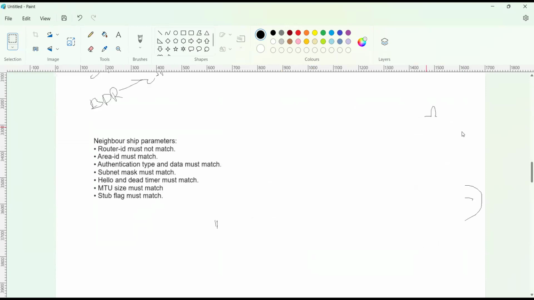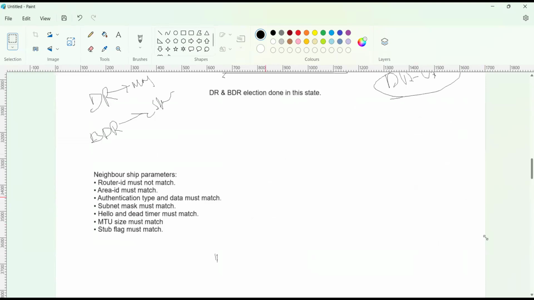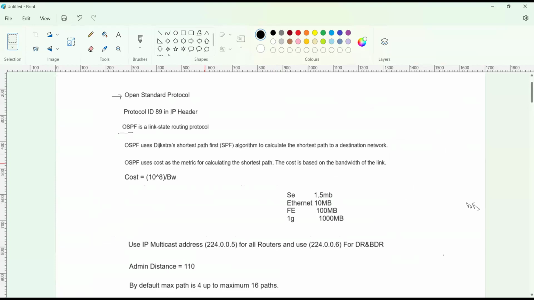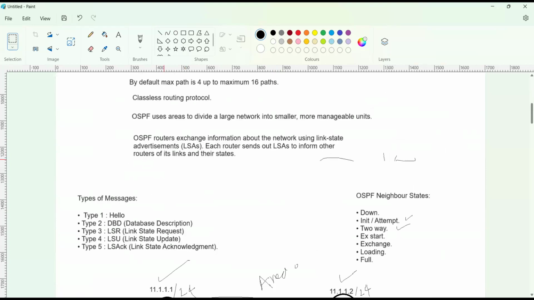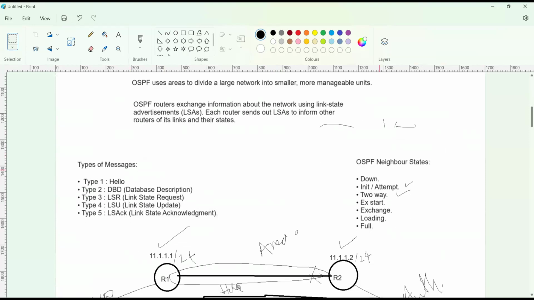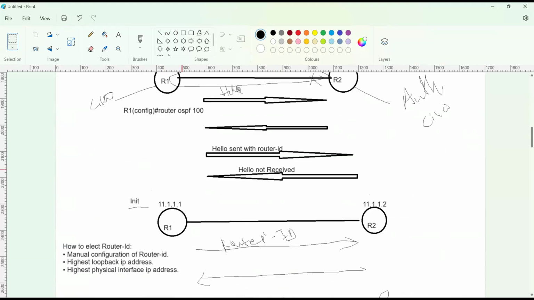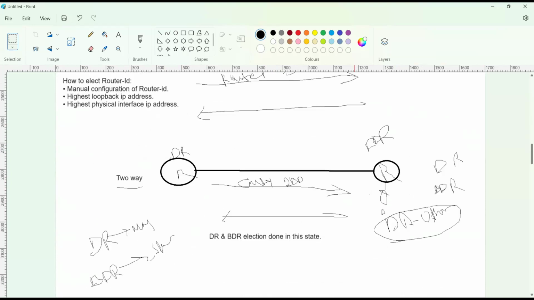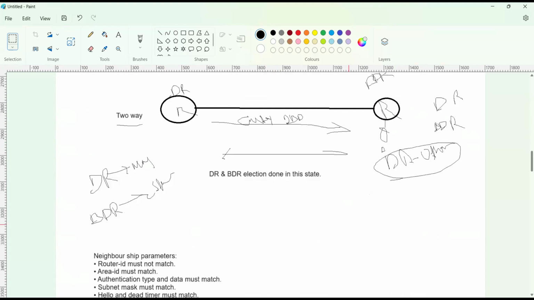Whatever I am explaining here is not at the CCNA level; I am explaining above that. At the CCNA level, that topic is already done. They only explain the basics of OSPF up to here: the types of messages, hello, DBD, LSR, LSU, and the neighbor states, down, init, two-way, exstart, exchange, loading and full. They will explain only up to the CCNA level. If the topic is interesting, we'll move forward.